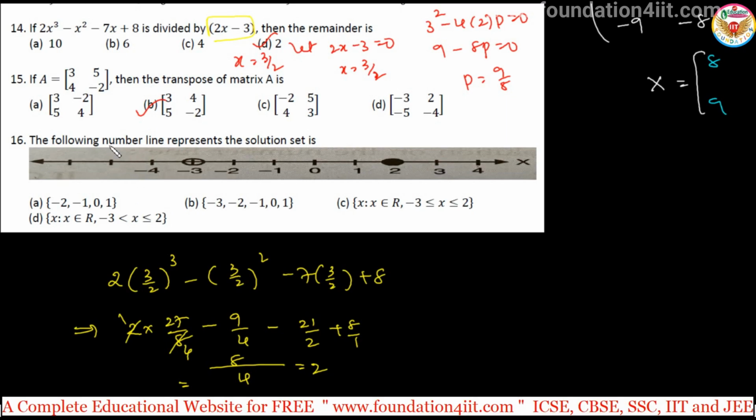Okay, and the 16th one. A number line is given. Represent the solution set: minus 3 and 2. So here x is in between. Actually, this is the line, drawn between this. So minus 3 is not included, but 2 is included, and x belongs to real numbers. So option D. Because minus 3 is not included, it is an open circle. Okay, this is option D.